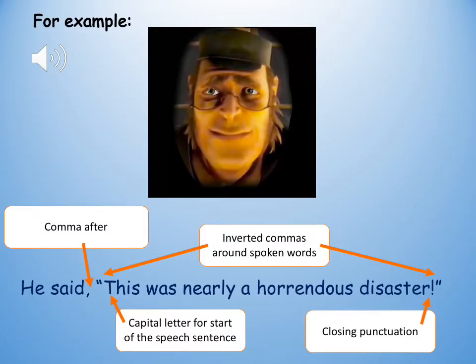Let's have a look at a few examples. "All right," he said, the comma comes after that. Then the inverted commas are now going to be opened up because somebody is speaking. "This was nearly a horrendous disaster." The sentence starts with a capital letter there, and then we close it with a punctuation mark, and then close.